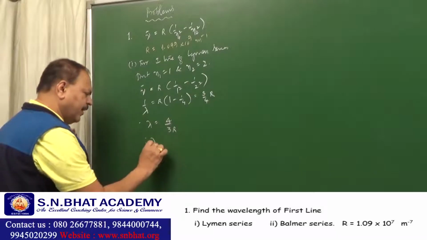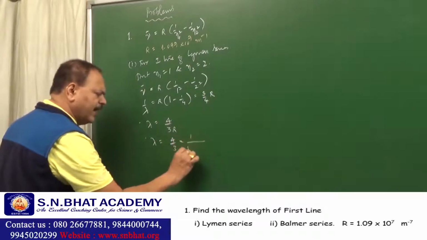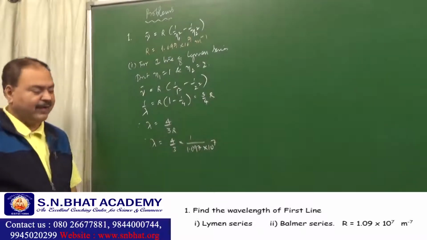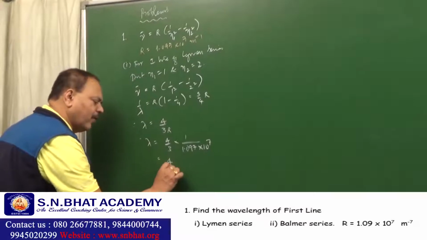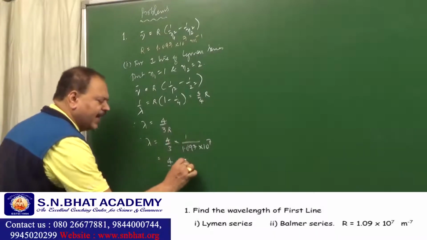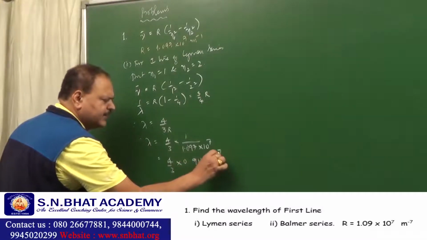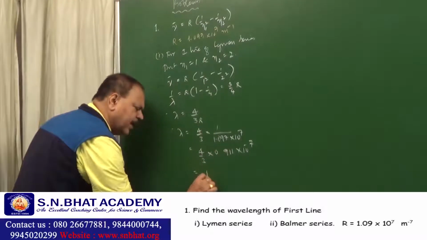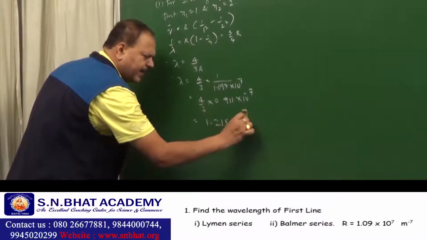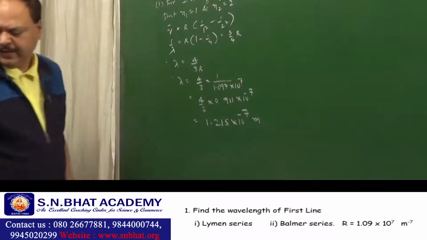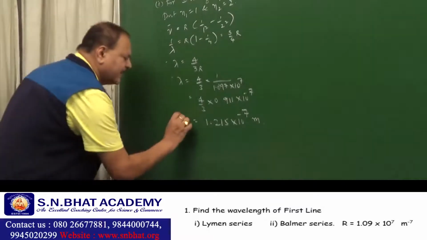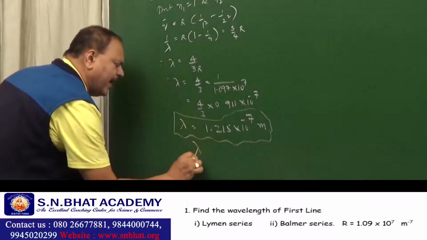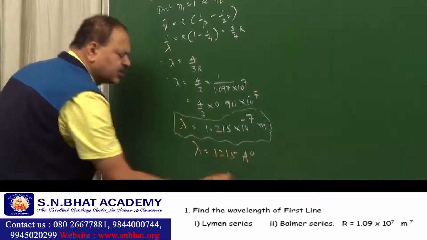Now you substitute for this one. 4 by 3 into 1 by the value of R, which is 1.097 into 10 to the power of 7. Always try to remember the value of 1.097, which will be helpful, because in all these expressions you will get R in the denominator. Take the reciprocal of this, 0.911. If you multiply this 0.911 by 4 by 3, you will get 1.215 into 10 to the power of minus 7 meter. That's all. This is the wavelength of the first line of the Lyman series. Remember this. You can convert it into angstroms as 1215 angstroms.